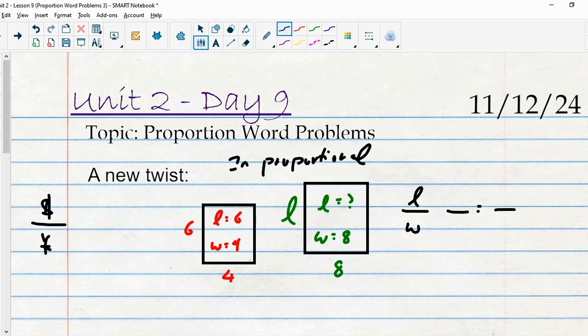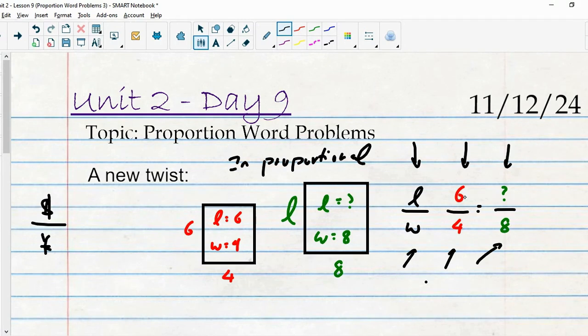So the old one would be something like, if the old length is 6 and the width is 4, and the new width is 8, then how long is the new length? Does that make sense? So in other words, what you have here is length, length, length, width, width, and width. Does that make sense?